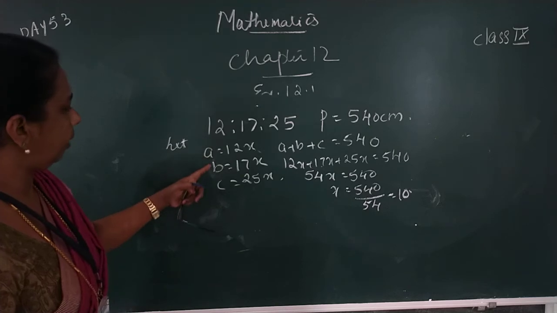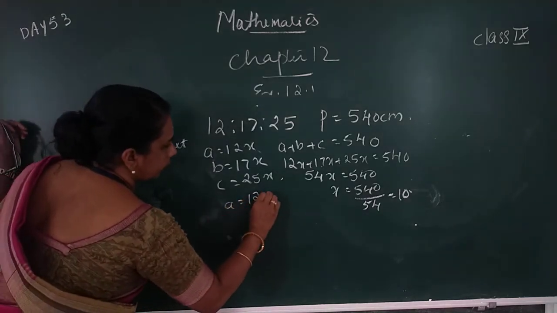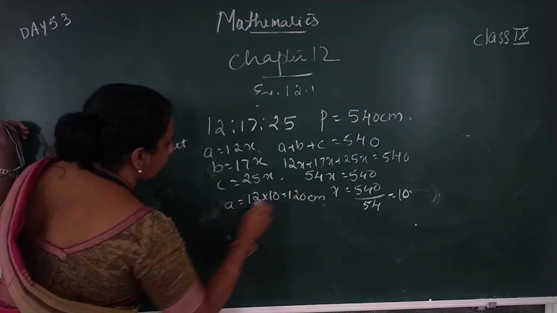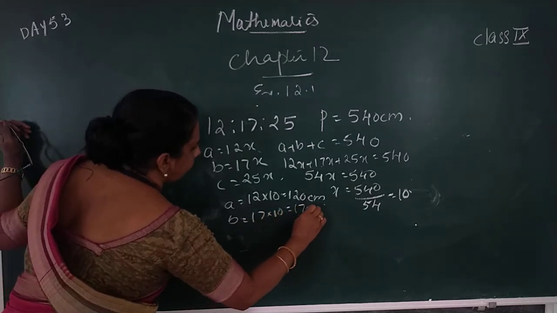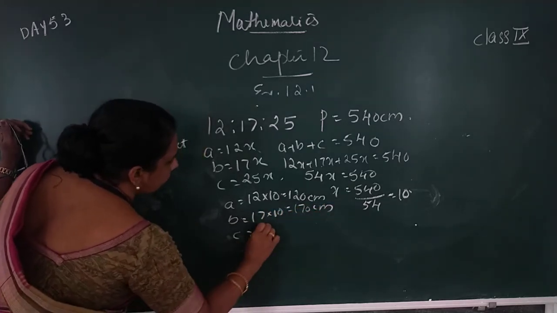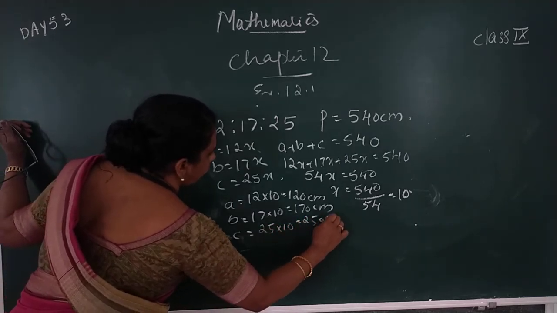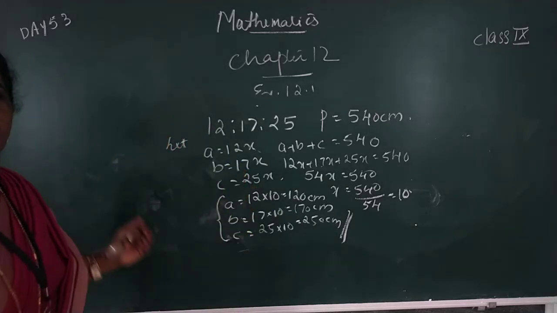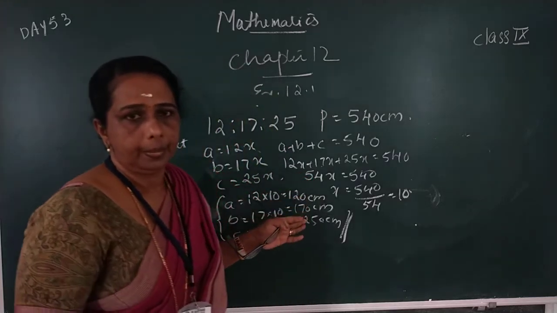So we can find out the A, B, C. What is A? A is equal to 12x. 12 into 10, 120 centimeter. B is equal to 17 into 10, that is 170 centimeter. C is equal to 25 into 10, that's equal to 250 centimeter. The three sides are given. Then you can find out the area of this triangle using Heron's formula.